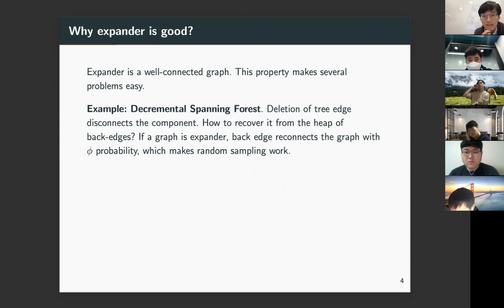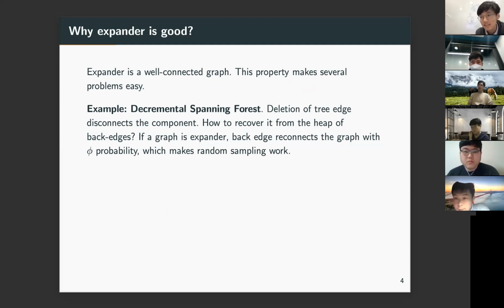Let's figure out why expanders are good. An expander is a well-connected graph, and that property makes several problems easy. Actually, this is kind of non-intuitive because when we usually do divide and conquer, we want a graph that is least connected, like trees. Trees are very poorly connected.